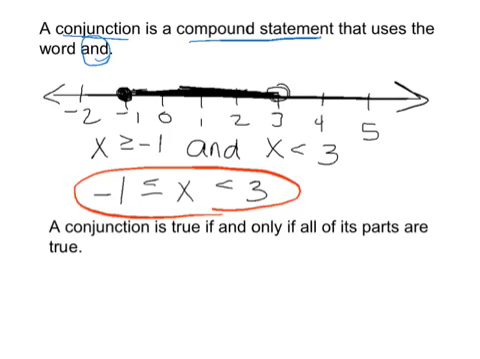A conjunction is true if and only if all of its parts are true. Your solution has to fall within both of these statements for it to be a part of the solution. All of its parts have to be true.